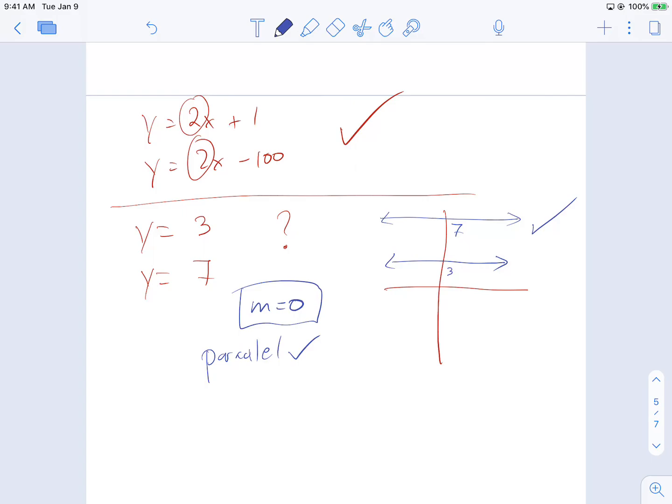So if I ask you, write the equation of a parallel line, all you need to do is come up with another line that has the exact same slope. Okay? And that is it.